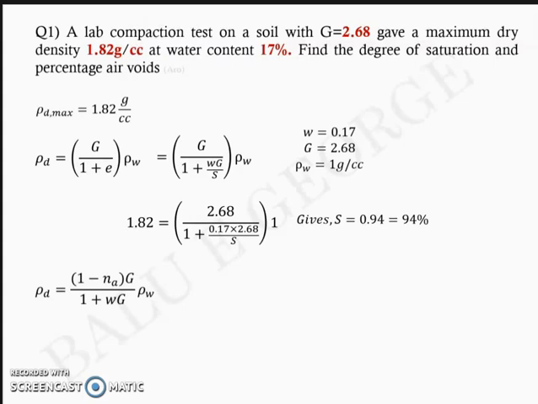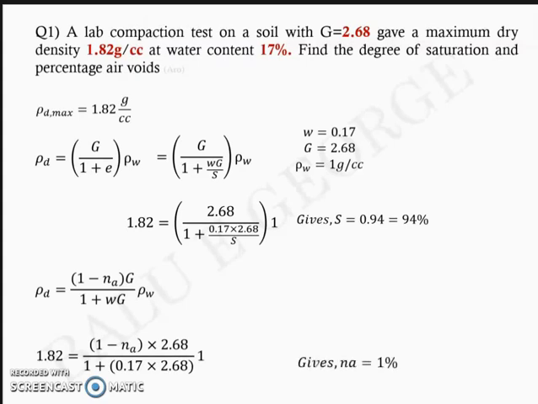Where G is the specific gravity, w the same thing, water content, rho w is the density of water, rho d is the dry density. In this equation, the value of rho d is known, the value of G, specific gravity, is known, the value of water content w is known, and the value of rho w, density of water, is known. So the only unknown value turns out to be na, which when solved gives you a value of around 1%, right? Now this is quite a simple question that you can expect for, let's say, around 5 marks, not more than that. Just an introductory question. I hope you have understood the question, the soul of the question, and the solution.